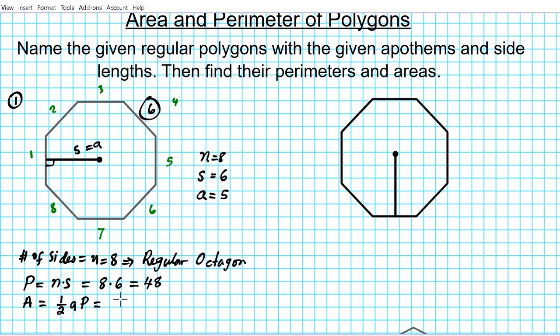So the area is going to be 1/2 of the apothem, which is 5, times the perimeter, which is 48. We know that 2 goes into 48, right? Since 48 is even, 2 goes into 48 24 times. And then we just multiply 5 times 24, which is 120. So that's the area of our regular octagon. So we have the area, perimeter, and the name.